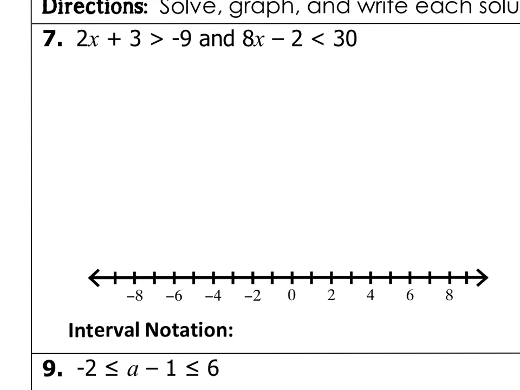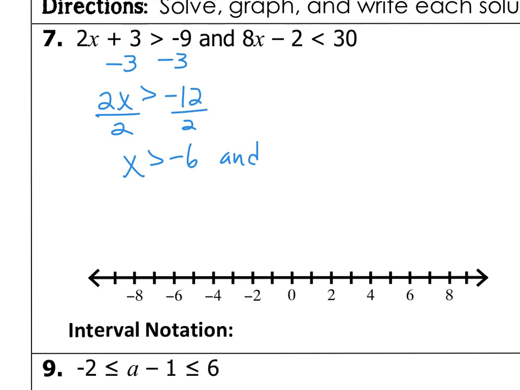Okay, so number 7, we just solve the left-hand side by subtracting 3 from both sides. So we have 2x is greater than -12. We're going to divide by 2 to get x by itself. We have x is greater than -6. Okay, so there's one endpoint.